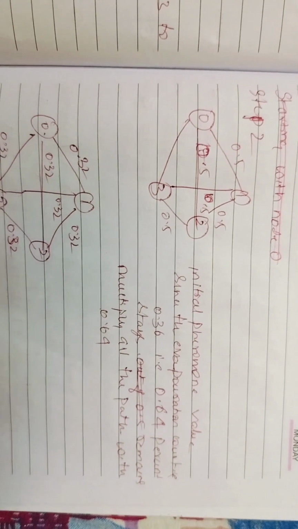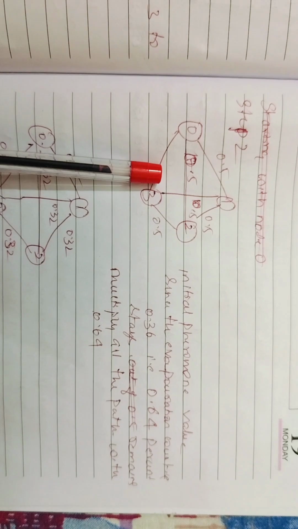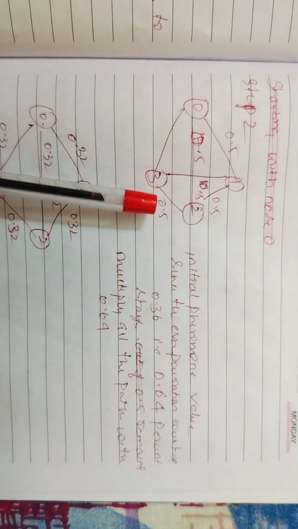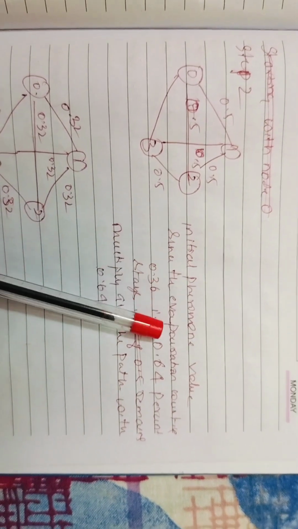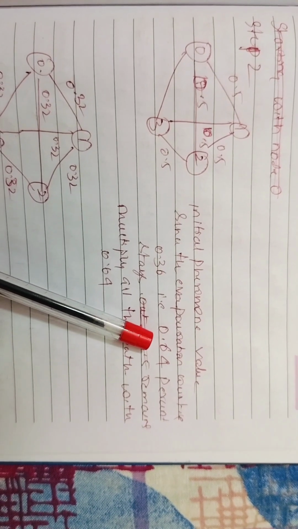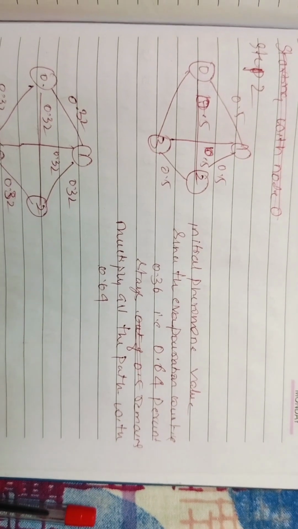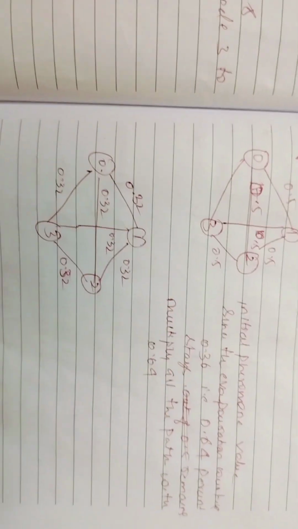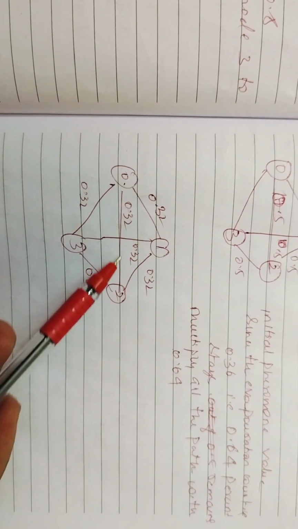We'll start with step 2. Here we are noting down the pheromone value that we have taken initially. So the initial pheromone value is 0.5. Since the evaporation rate is 0.36, that is 64%, 0.64 will remain along the path. We'll multiply all the pheromone values with 0.64. With this we get this value, that is 0.3 all over.